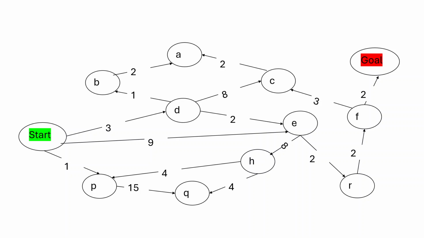When the program initiates, it looks for its neighboring nodes. In this case, those are D, E, and P. The distance from the start node to the P node covers the least distance, so that becomes the primary choice. However, the distance between P to Q is 15, which means the distance from start to Q node is 16.